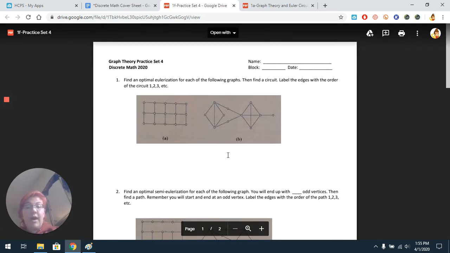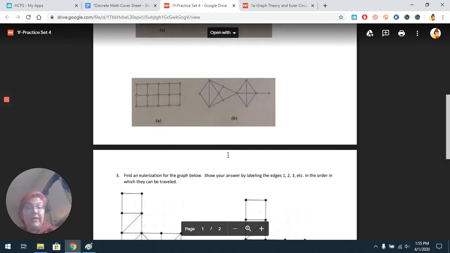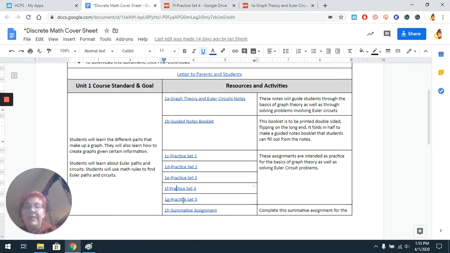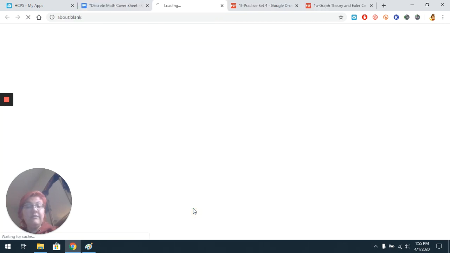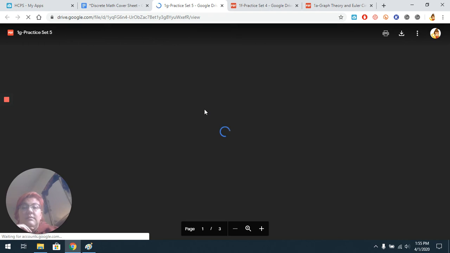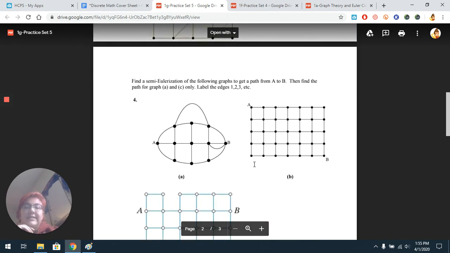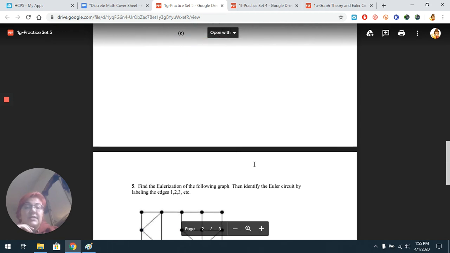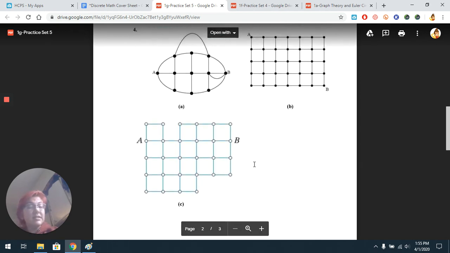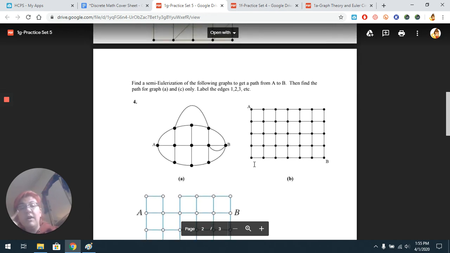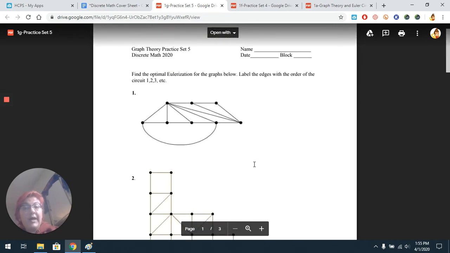So here you're looking for optimal Eulerizations and semi-Eulerizations. Pretty straightforward. And then practice set 5. Again, we're looking at optimal Eulerizations and semi-Eulerizations. Now, y'all, you don't have to print these. If you want, you can draw them freehand or on graph paper, either one, okay?